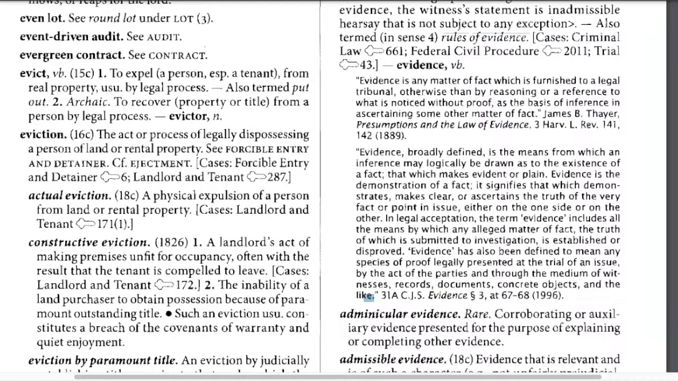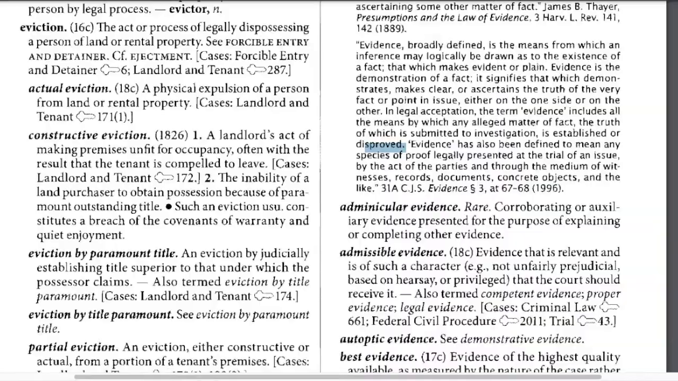And I think the best line out of this one here is where it signifies that which demonstrates, makes clear, or ascertains the truth of the very fact or point in issue, whether on one side or on the other. So this is the way that you can ascertain whether something is true. It's looking to find the truth through a process, and the process of evidence, right? Making clear, making it evident, making the truth evident. And how best to do that after the fact? Well, that's when it gets into the rules of this, right? The truth of which is submitted to investigation, is established or disproved. So there it is. Let's continue.